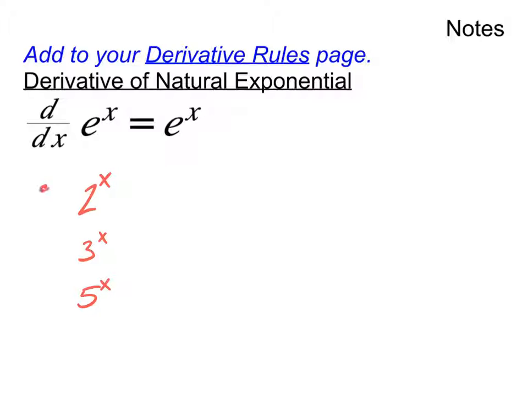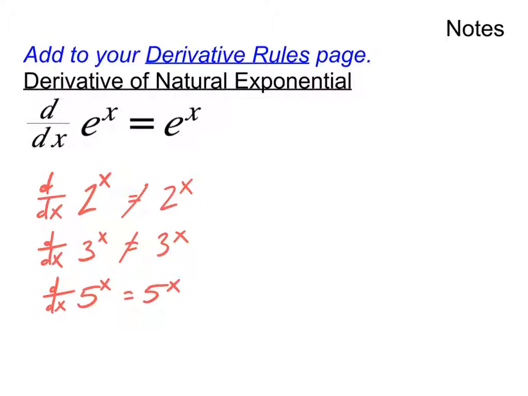The question is, can I now extend this same rule where the derivative of those is just going to equal the same thing? So would it equal just 2 to the x, 3 to the x, or would it equal 5 to the x? The answer is actually going to be no. Those are not going to be the same. This rule works only for e to the x.